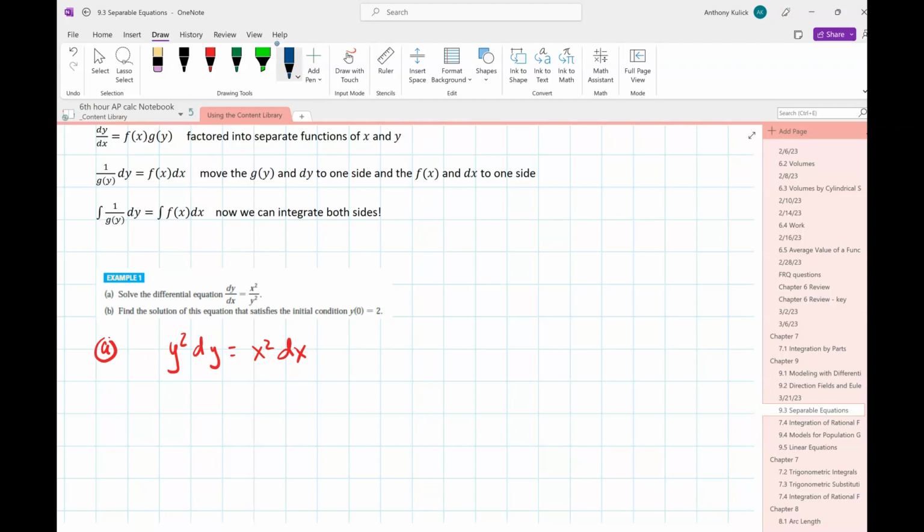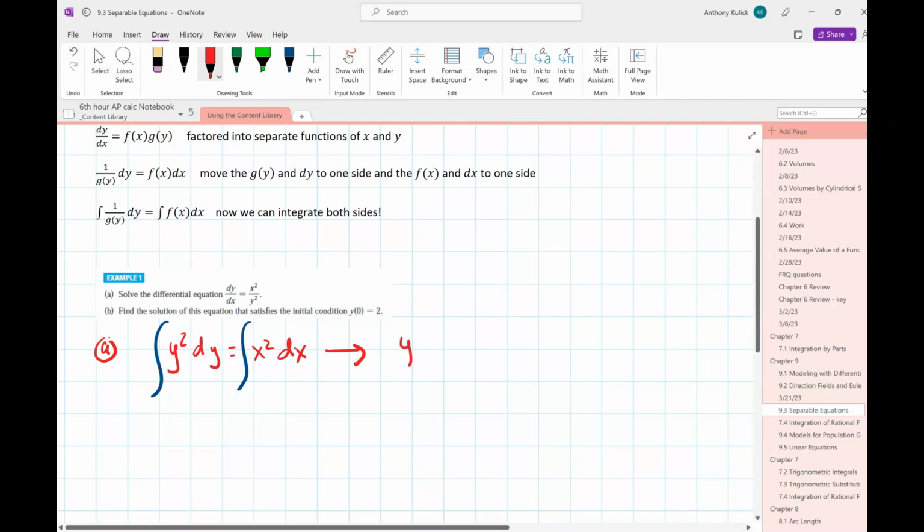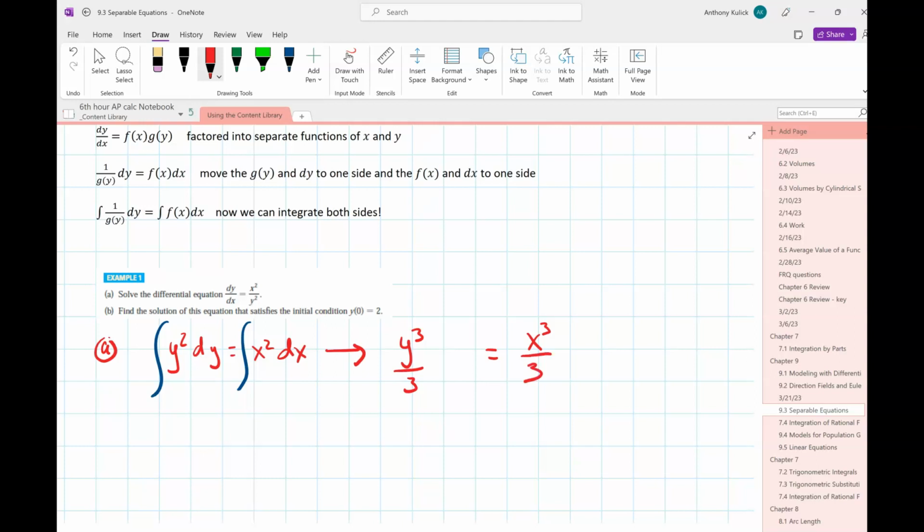Now that the y's are on one side and the x is on the other, I can integrate both sides, and it becomes an easy integral to do. So what's the antiderivative for y squared? y cubed over 3. And the antiderivative for x squared? x cubed over 3, right? And then what else should we write here?